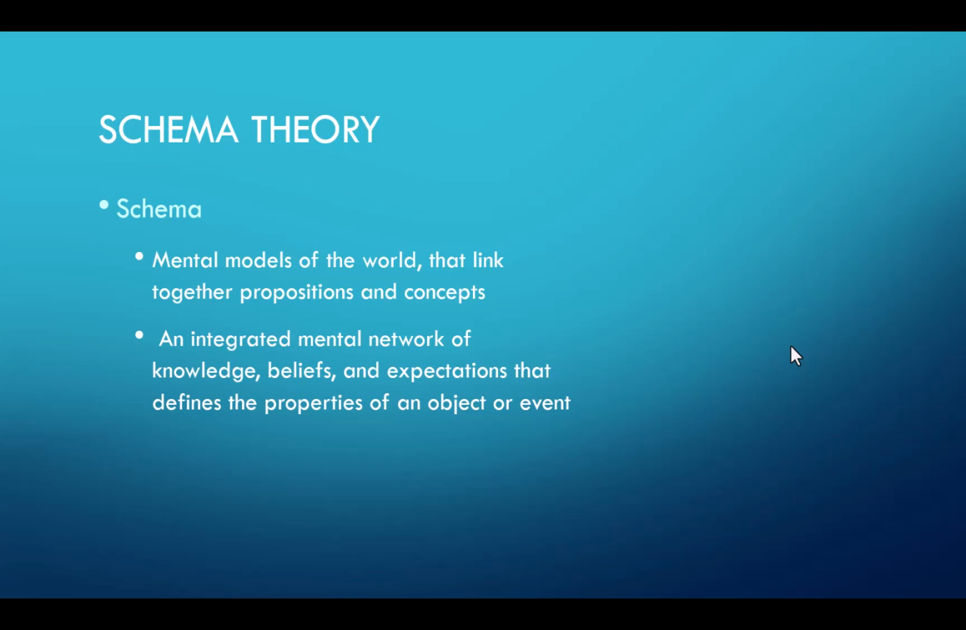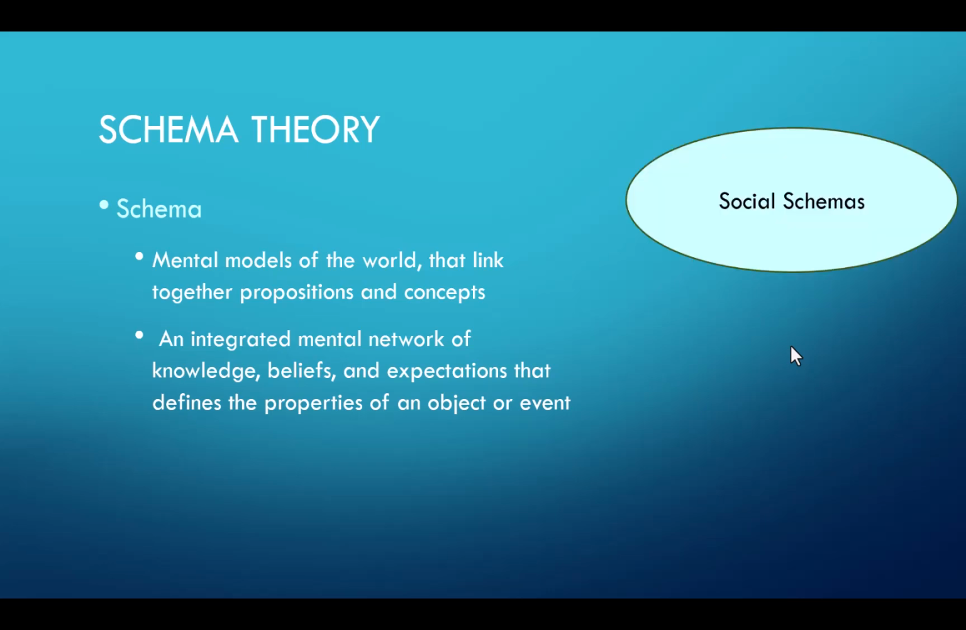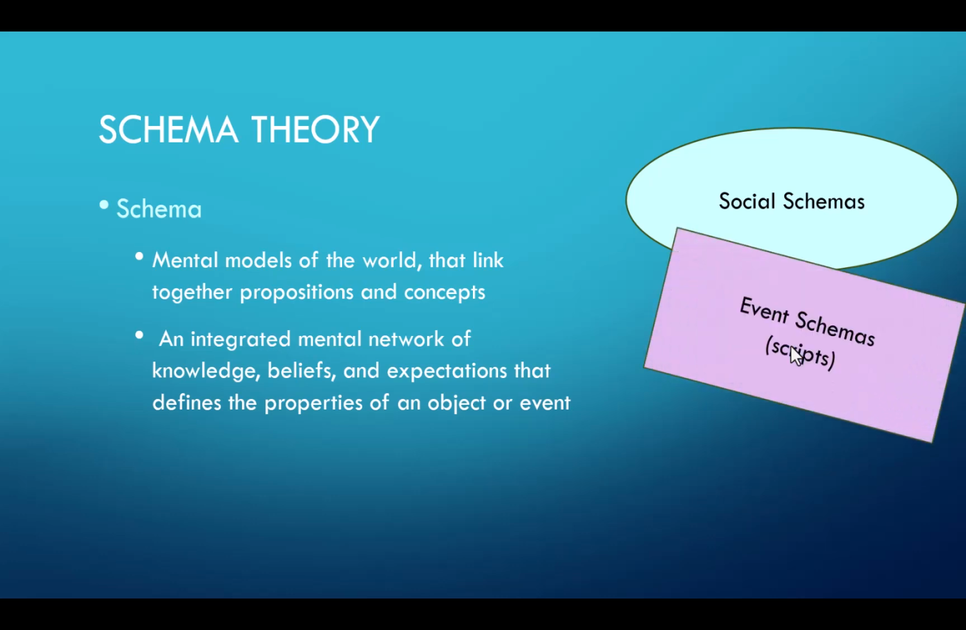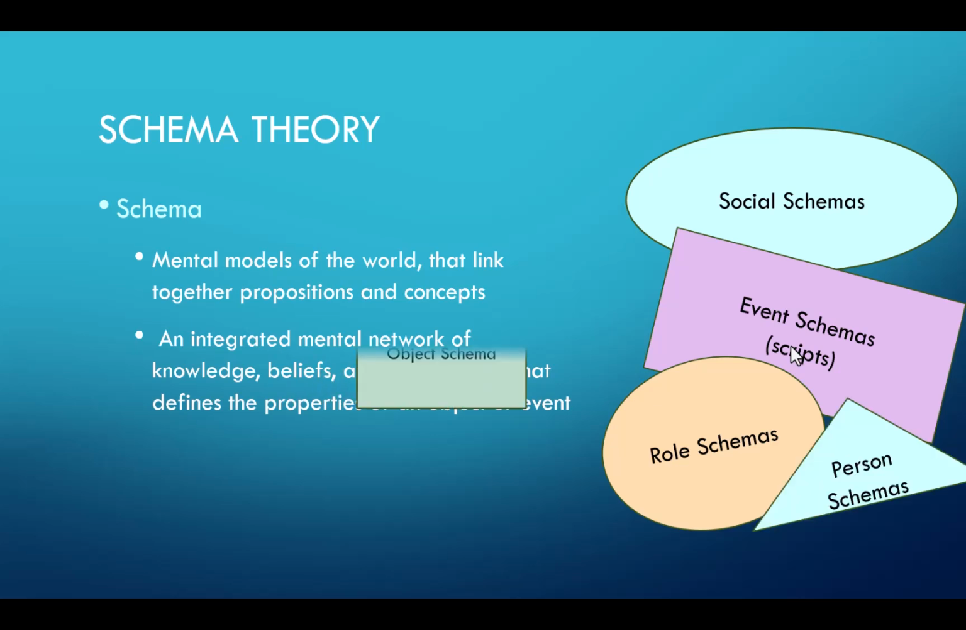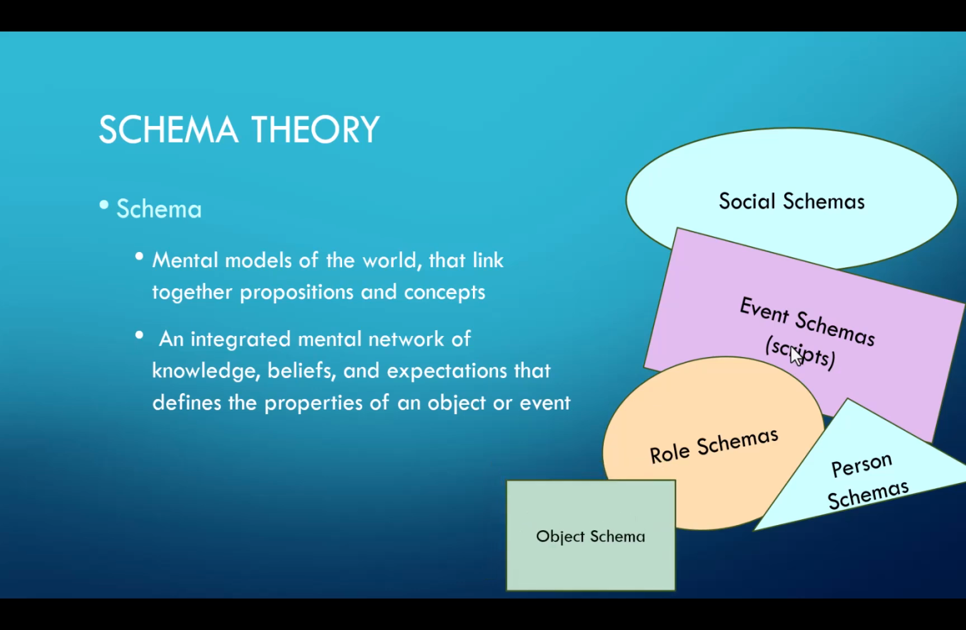Now, there are many different types of schemas. So social schemas are going to include information about groups of people. Event schemas or scripts are going to tell us what to expect and how to act at different events, a birthday party, a graduation, a restaurant. Role schemas tell you how you should act and what you should expect from people in different social roles. Person schemas are going to be about a specific individual, while object schemas is what we've really been talking about thus far, and it's information about things.